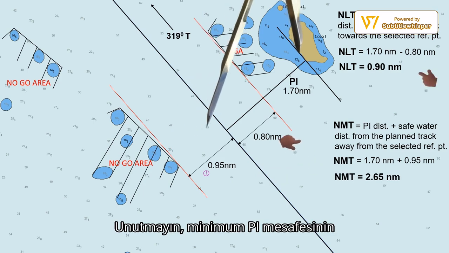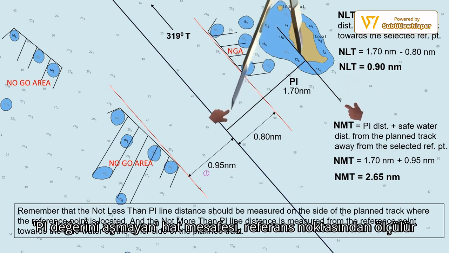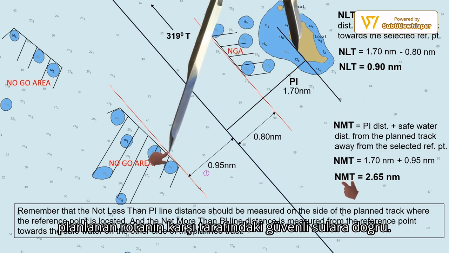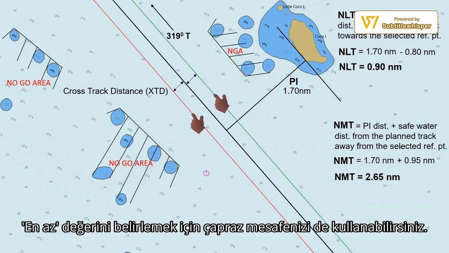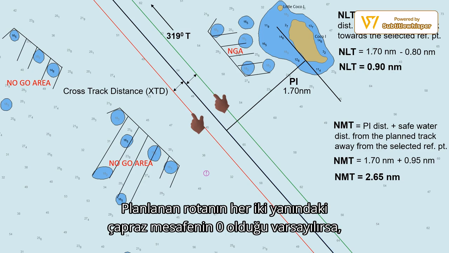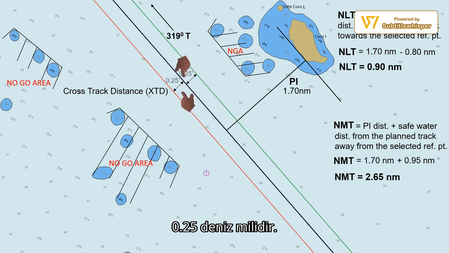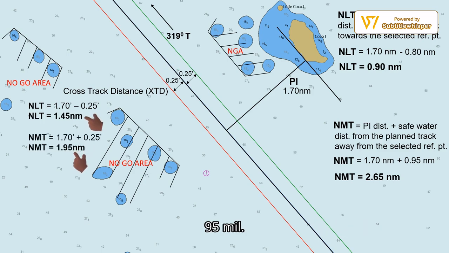Always remember that the not less than PI line distance should be measured on the side of the planned track where the reference point is located. And the not more than PI line distance is measured from the reference point towards the safe water on the other side of the planned track. You can also use your cross-track distance to determine the not less than, and not more than PI lines. Assuming that the cross-track distance on both sides of the planned track is 0.25 nautical mile, the not less than PI distance is 1.45 nautical miles, and the not more than PI distance is 1.95 nautical miles.